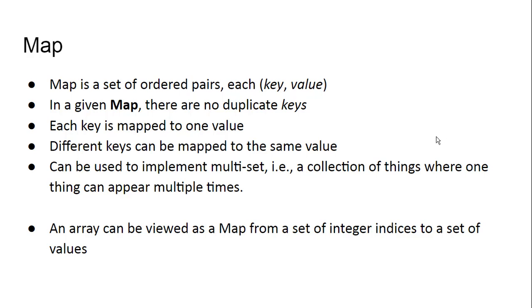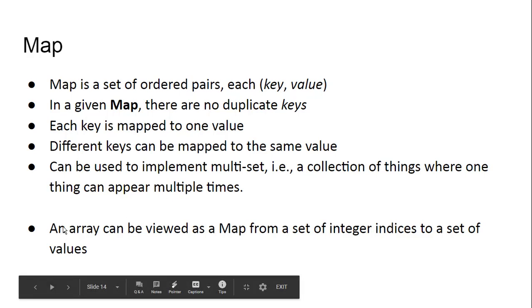So there are several very important usages of map. One of them is to implement a multi-set. So if you are trying to maintain a collection of things where one thing can appear multiple times, then you cannot use set, because in a set, everything can only appear once. But you can use map. You can map each item to the number of times it appears. So that's one usage. That's also similar to the concept of histogram that we talked about earlier.